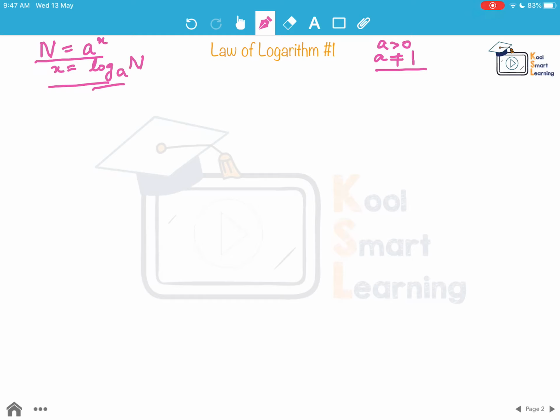So now with these two things, with the definition of logarithm and the conditions of the logarithm, we are going to discuss the properties. So let's start with the first one.